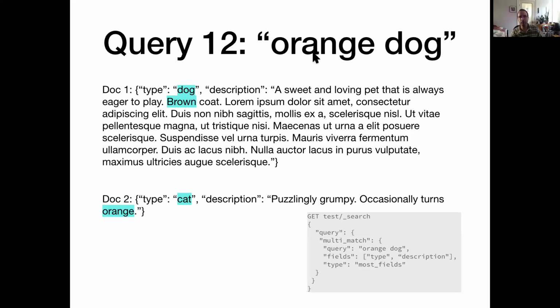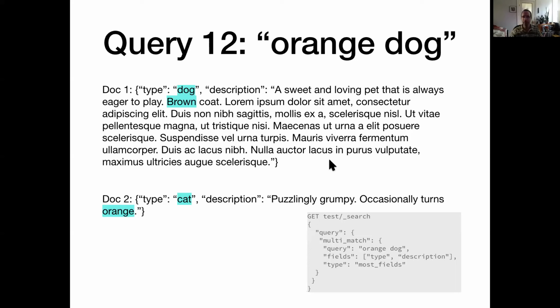So the question is, when we search for orange dog and we get a match in the type field for dog here in document 1, that's the shortest field we could imagine. Do we get the shortness benefit here? Or would this match for orange that occurs in the description field of document 2 give a higher contribution to the score and put document 2 on top? Are there any guesses for this one? Which document comes up on top?